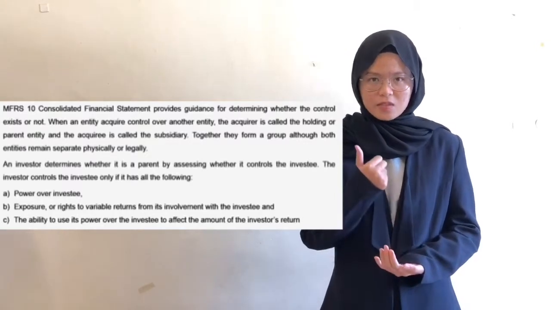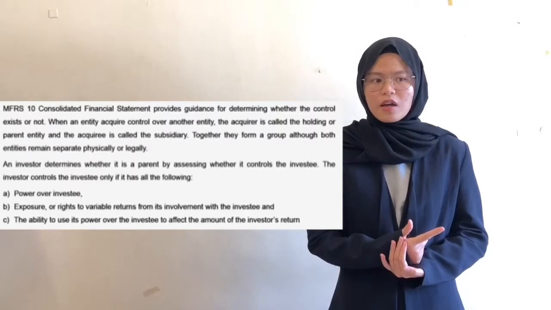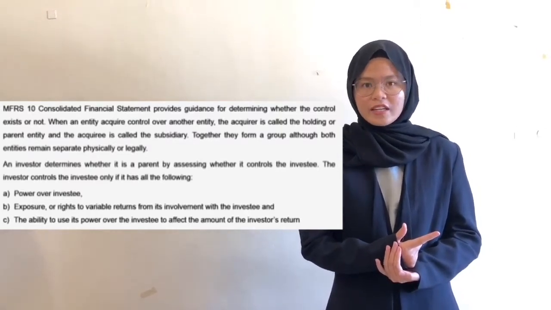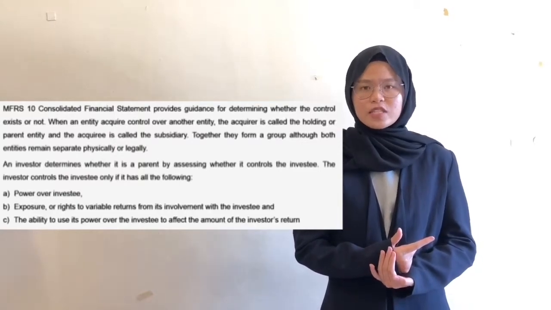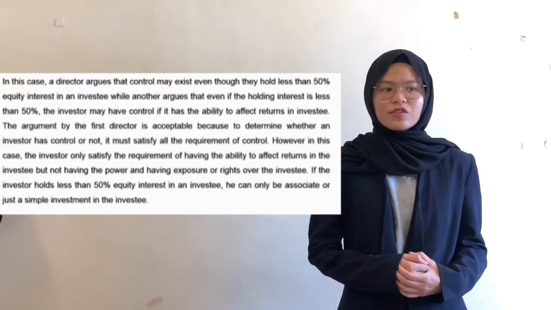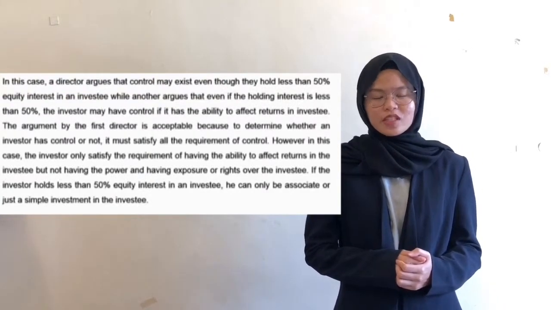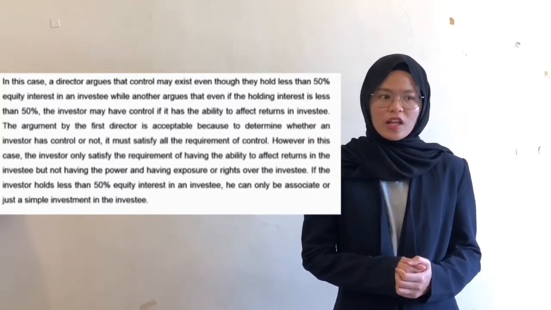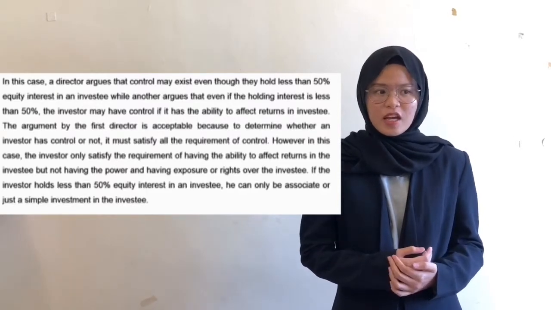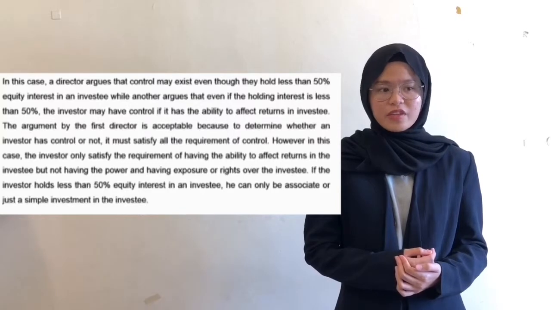First, it must have power over the investee. Second, exposure or rights to variable returns from its involvement with the investee. And lastly, the ability to use its power over the investee to affect the amount of the investor's returns. One director argues that control may not exist when they hold less than 50% equity interest in an investee, while another argues that even if the holding interest is less than 50%, the investor may have control if it has the ability to affect the returns of the investee.